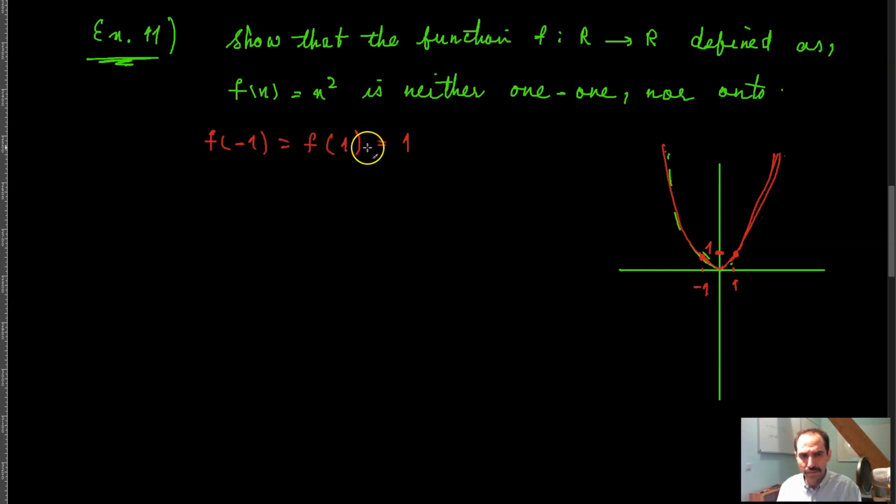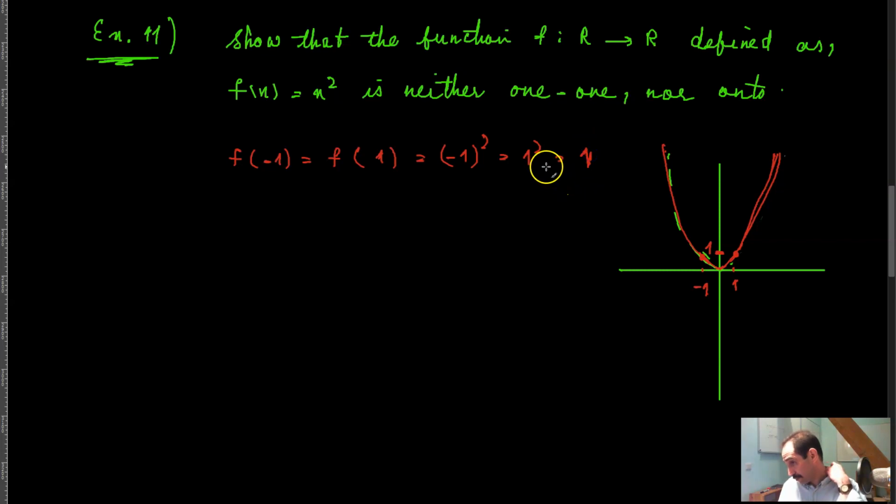Since f of x is equal to x squared, then f of negative 1 is equal to f of positive 1 is equal to negative 1 squared is equal to 1 squared is equal to 1, right? And therefore f is not 1-1.